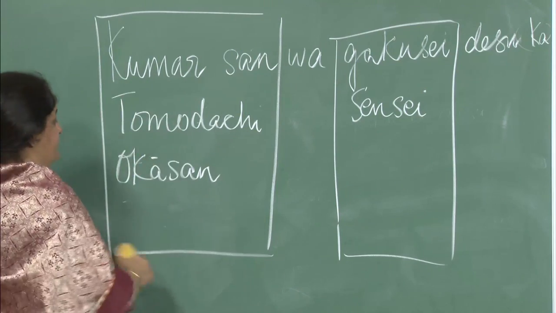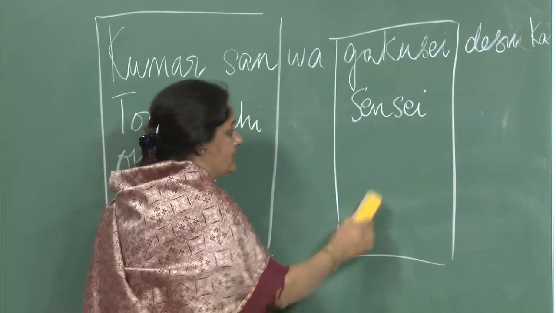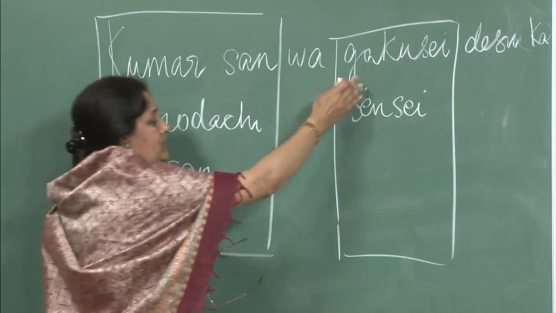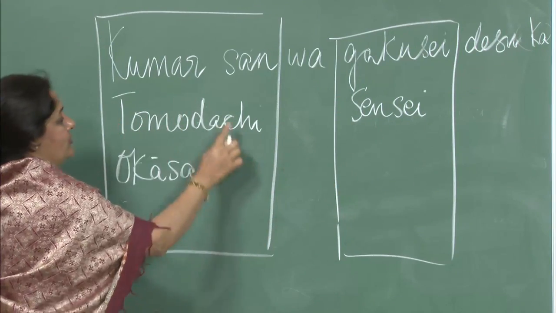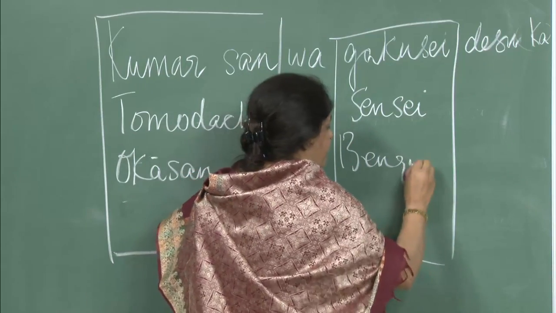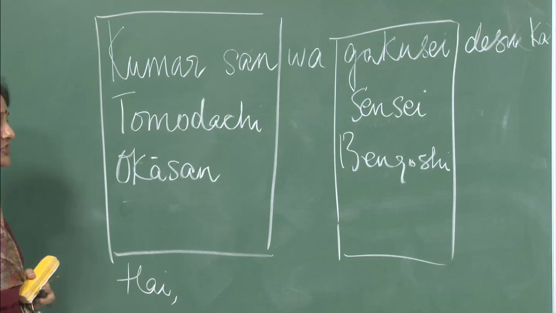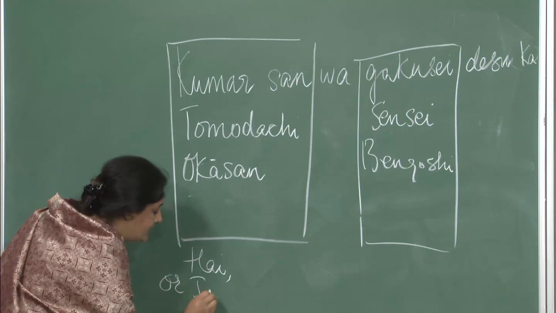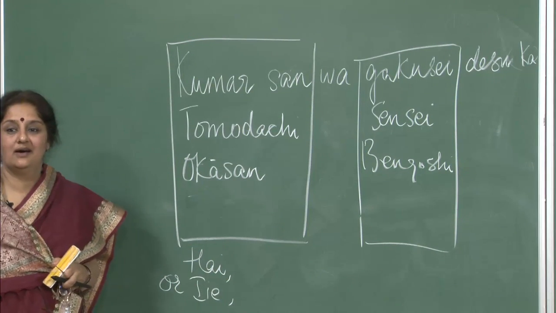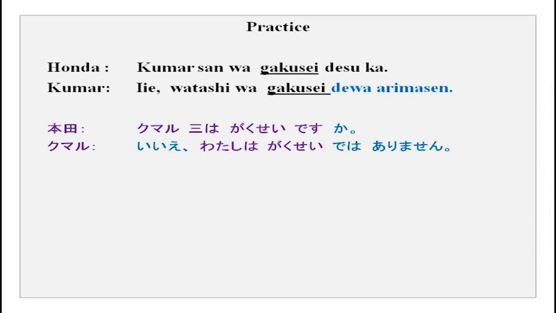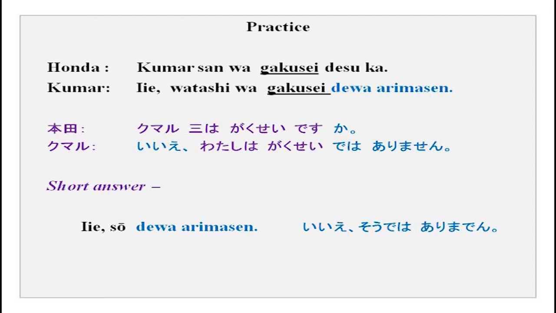So, you can replace this noun over here and this over here with whatever we have done in lesson 2. You can put a name over here, you can put your profession over here. For example, tomodachi wa bengoshi desu ka? Hai, tomodachi wa bengoshi desu. Or you could also say, iie, tomodachi wa bengoshi dewa arimasen. So, this is positive and negative. The negative for this is dewa arimasen. Short answers, hai, so desu. Or, iie, so dewa arimasen.